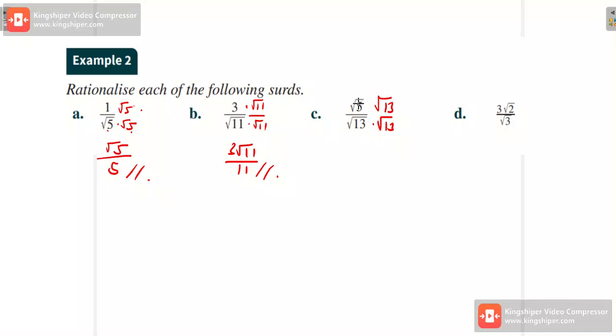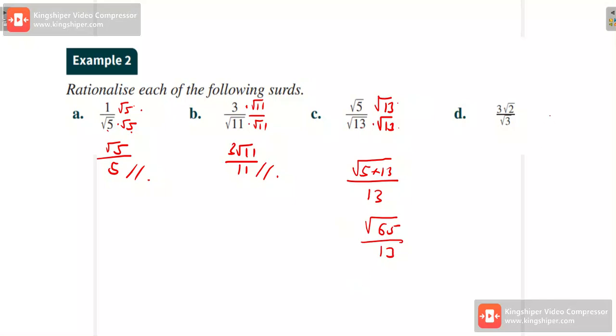Now, root of 5 times root of 13 is the same as root of 5 times 13. We studied this. Then all divided by root of 13 times root of 13, which is 13. That will be root of 13 squared. You cancel out, then you have 13. So the final answer is going to be root of 65 all divided by 13.